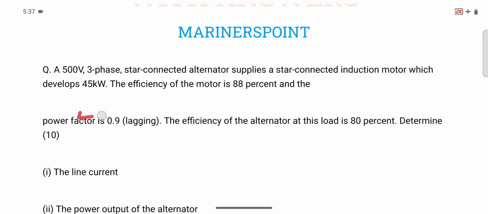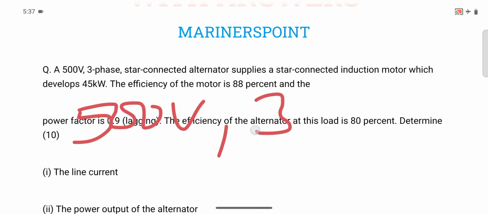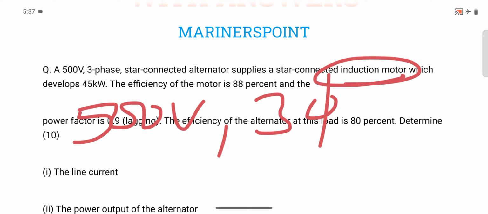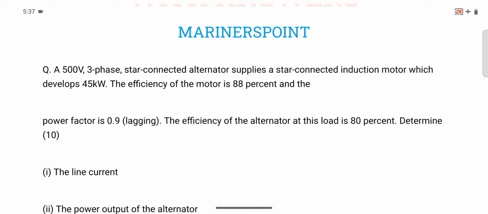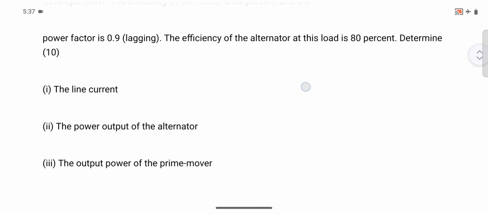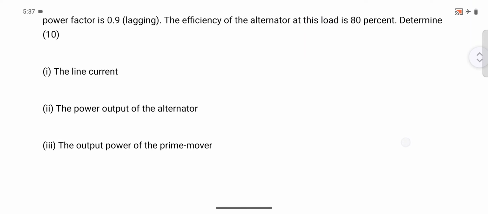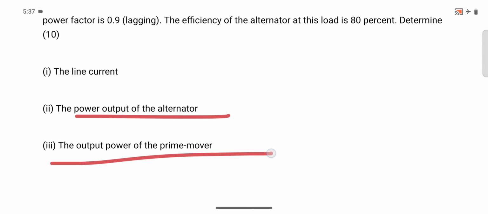A 500 volt, 3 phase, star connected alternator supplies a star connected induction motor which develops 45 kilowatt. The efficiency of the motor is 88% and the power factor is 0.9 lagging. The efficiency of the alternator at this node is 80%. We have to calculate the line current, the power output of the alternator, and the output power of the prime mover.